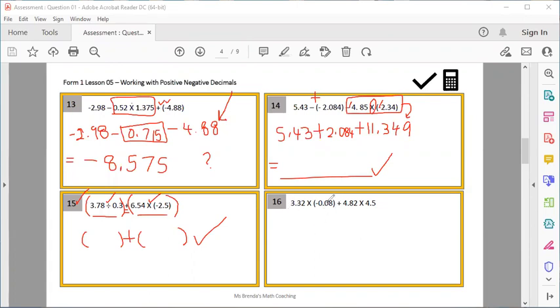Now, number 16, you can do this later, tomorrow, day after tomorrow. Multiplication, addition, multiplication. So, rule of BODMAS, multiplication first, right? So, it's almost doing this part first. And then also simultaneously doing this part, 4.82 times 4.5. Find this answer, add both at the end. That's rule of BODMAS. That's how you do it.